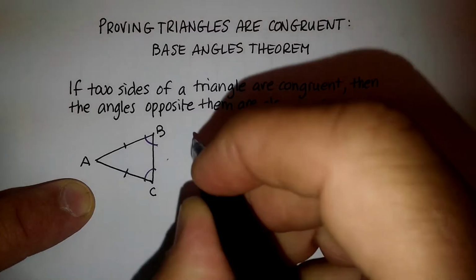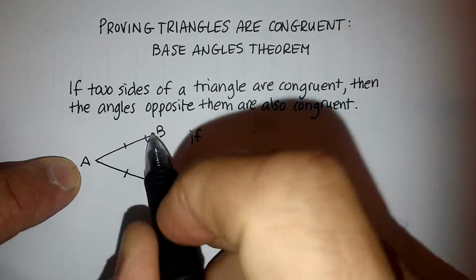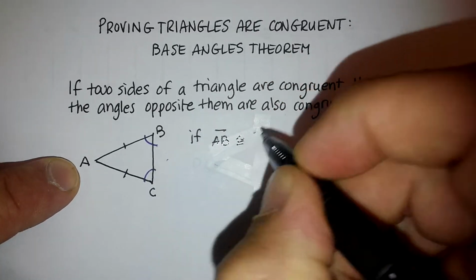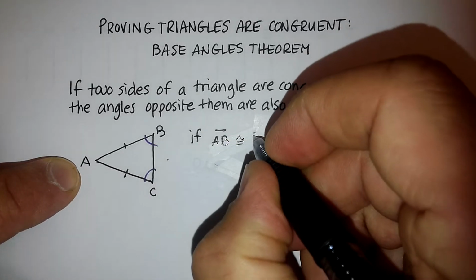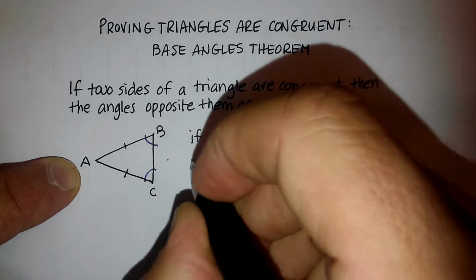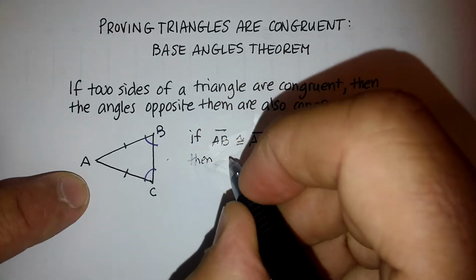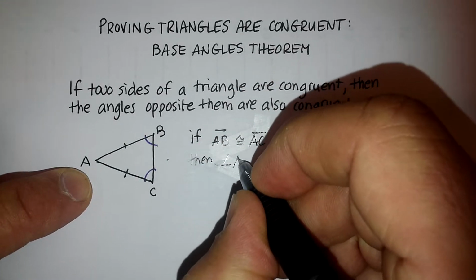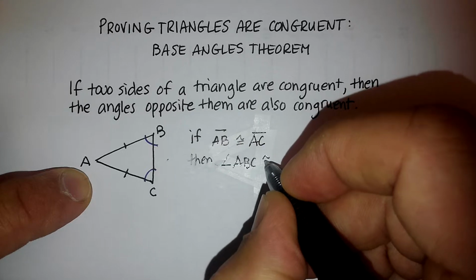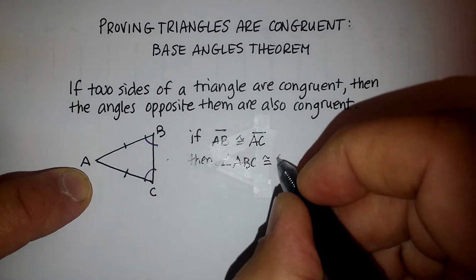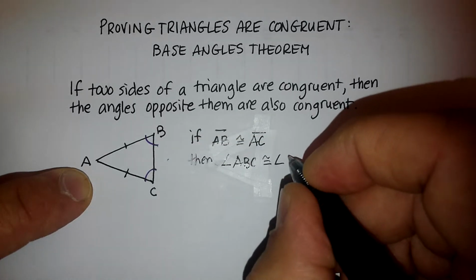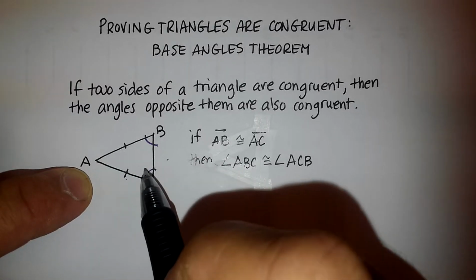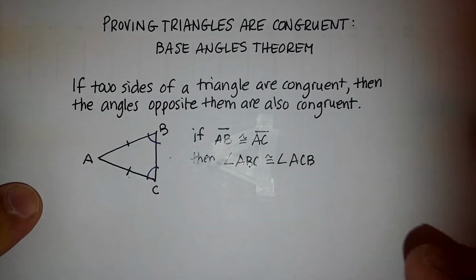So if line segment AB is congruent to line segment AC, then angle ABC will be congruent to angle ACB. Okay? So again, if I have two sides that are congruent, then the angles opposite them are also congruent.